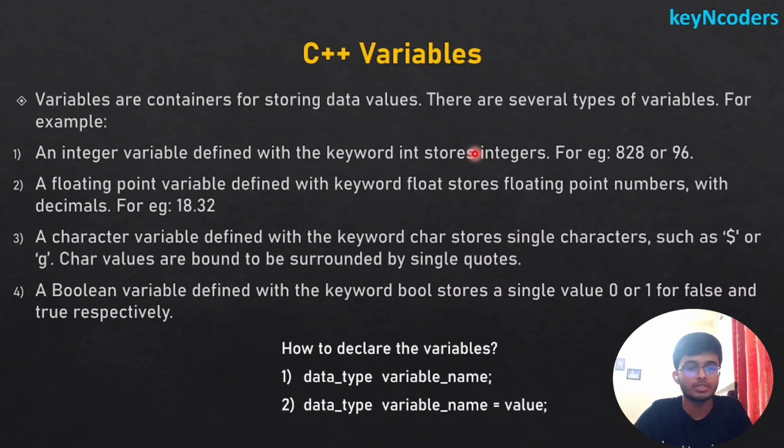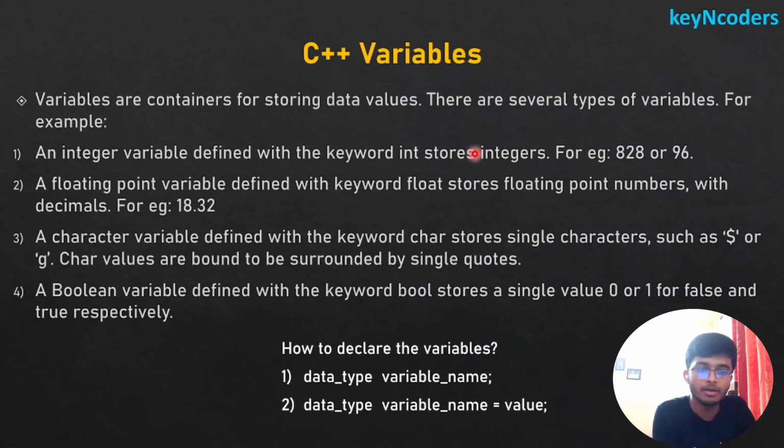So what are variables? Variables are containers for storing data values. Suppose you want to store your name, you can store it in an array of characters if you are doing C language, but in C++ there are many ways to store it. Maybe you can use an array of characters, maybe you can use a string, or maybe you can separately define a vector of characters. So variables are containers for storing data values.